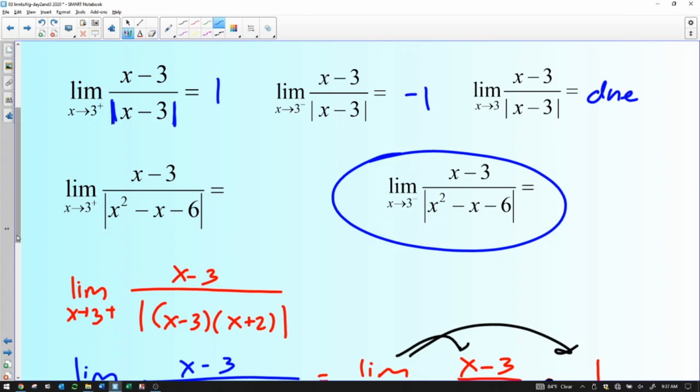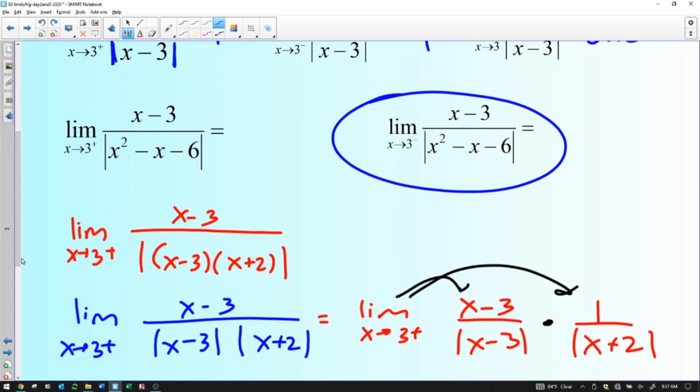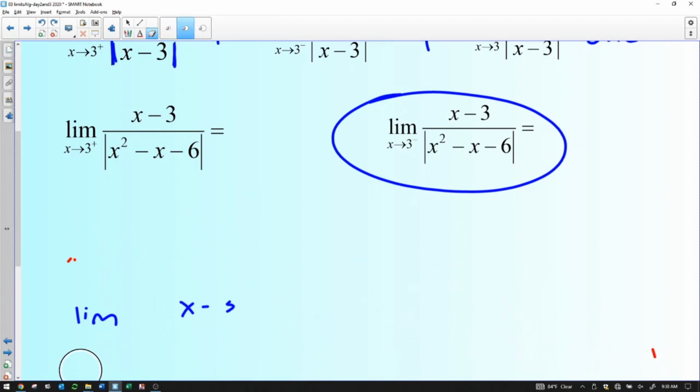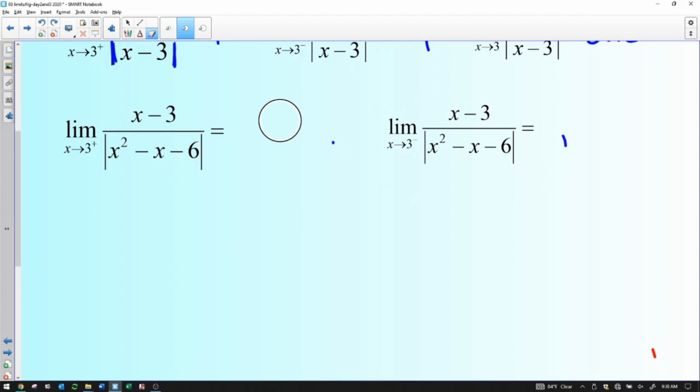Okay, so let me do this one with you guys. Again, I'm going to take this problem and plug in 3. I know this is 3 from the left, but you can always just plug in 3. If you get an answer, then that's great. If you don't get an answer, then that's when you have to think about from the left, from the right. If this gave me an answer, then it's great. So this is going to be not a good answer.